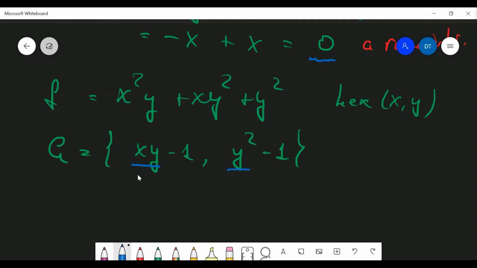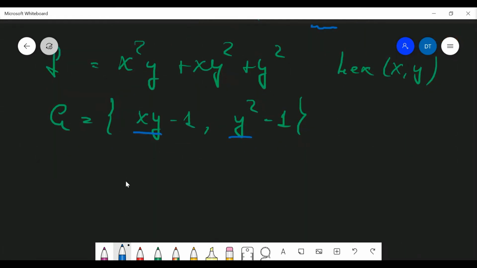Now I want to reduce f with respect to this set. Again, let this be g1 and this one be g2. I have a lot of options here. Let's reduce it with respect to g1. There are several monomials that I can reduce with respect to g1. I can reduce this monomial, or I can reduce this monomial. Let's write for clarity which one I would like to reduce. Let's reduce the highest one, which is x²y.